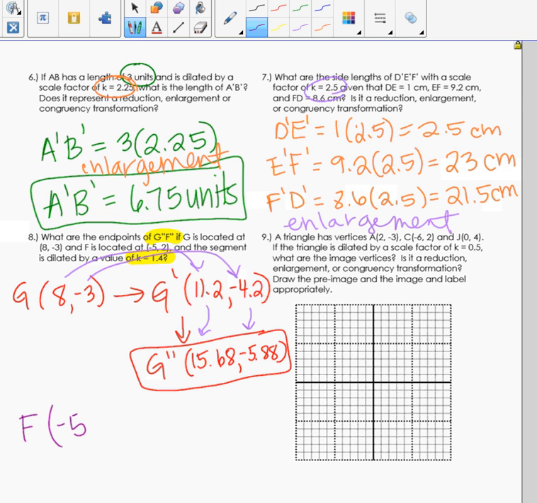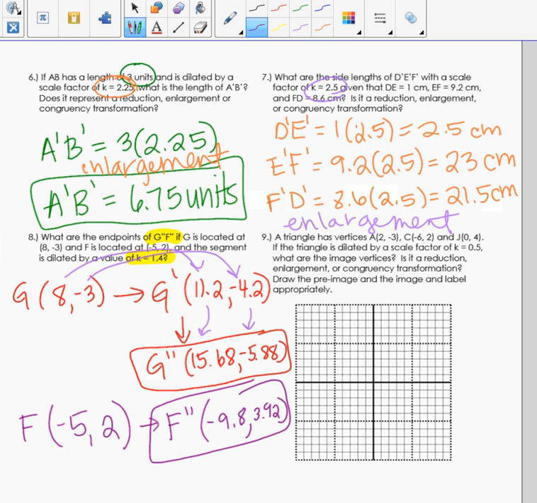So F is at -5, 2. I'm going to show a little less work on this one, you guys. So F double prime, if you multiply -5 by 1.4 and then multiply it by 1.4 again, you're going to end up at -9.8. If you multiply 2 by 1.4, multiply that by 1.4 again, you end up at 3.92. So those are your 2 prime points. Obviously, that is an enlargement because it's a K value bigger than 1.